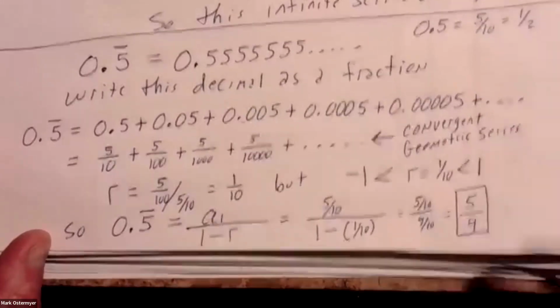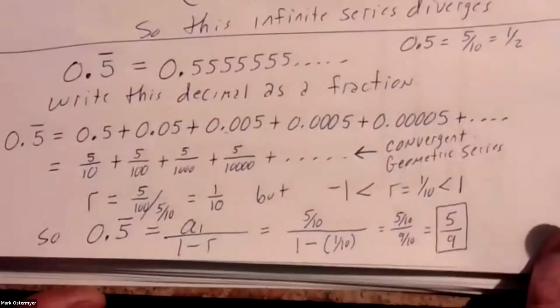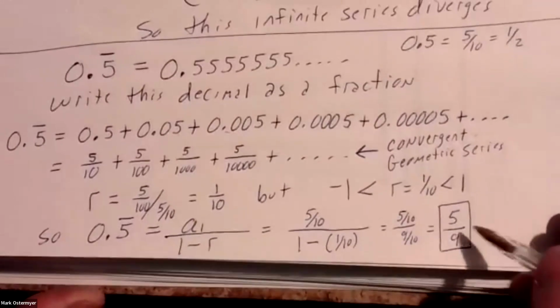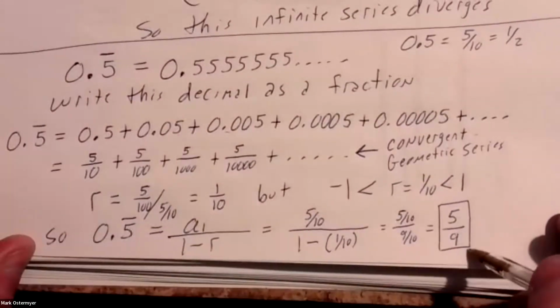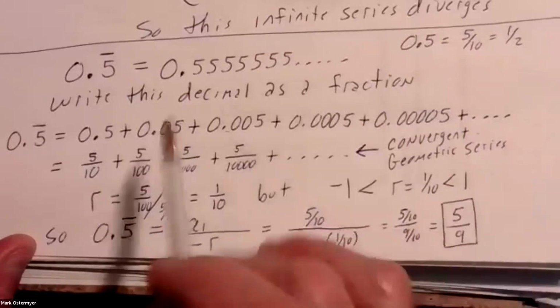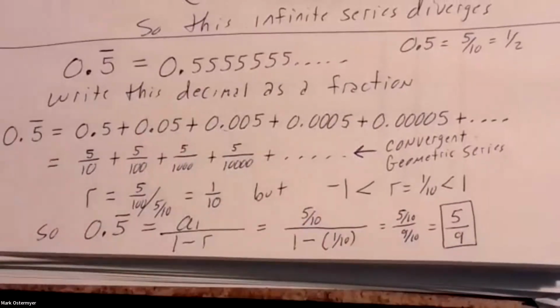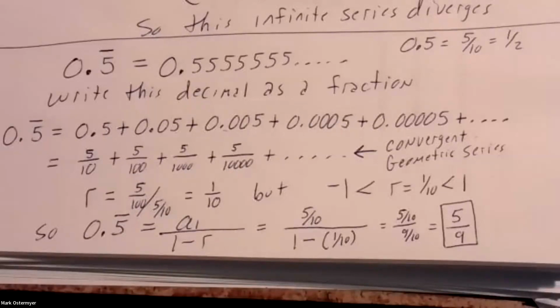I want you to convince yourself. Get on your calculator right now. Take out a calculator and divide 5 by 9. What's 5 divided by 9? Does that give you that repeating decimal? Does it work? Yeah. That's how you get the repeating decimal written as a fraction. You can use an infinite convergent geometric series to help you do that. And nifty.